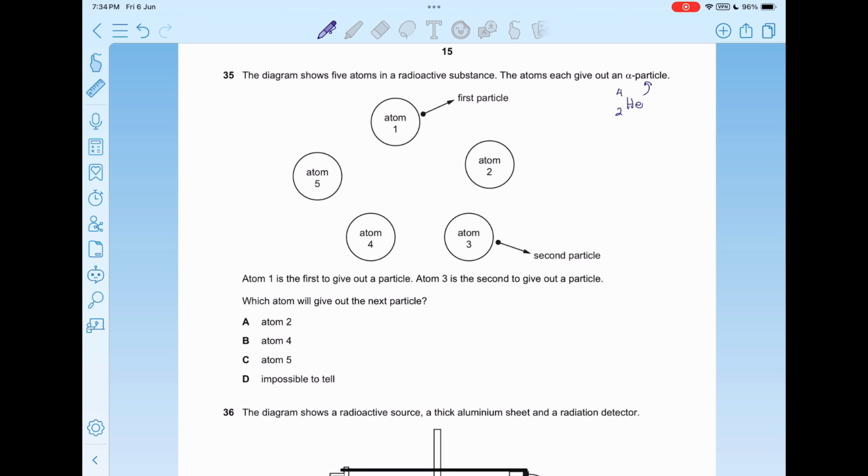The diagram shows 5 atoms in a radioactive substance. The atoms each give out an alpha particle. Atom 1 is the first to give out a particle. Atom 3 is the second to give out a particle. Which atom will give out the next particle? So radioactive decay is spontaneous or random, so we can't actually tell which atom will decay next. So 35 should be D.